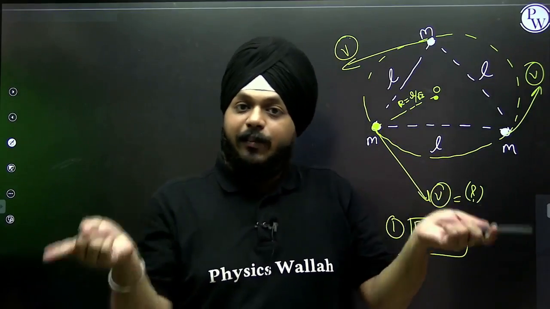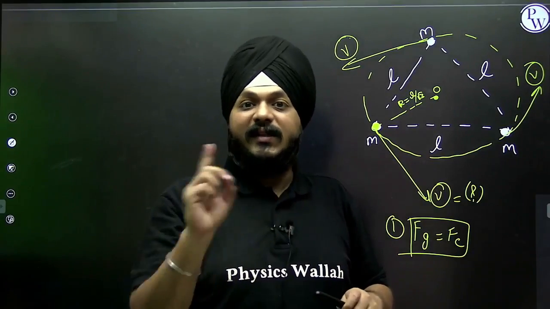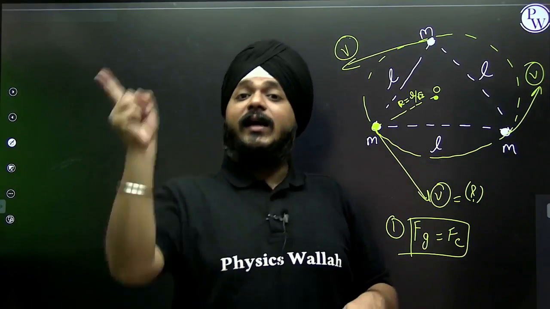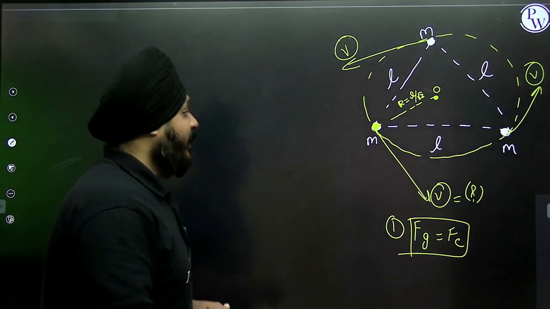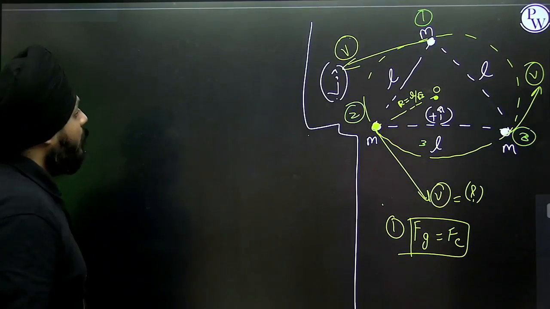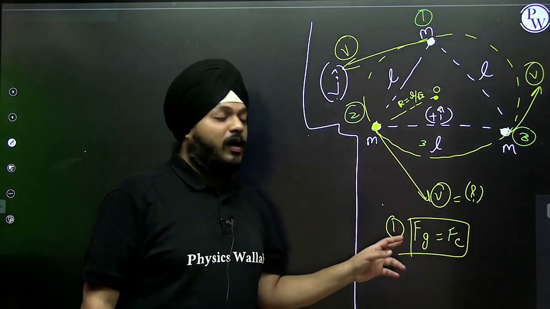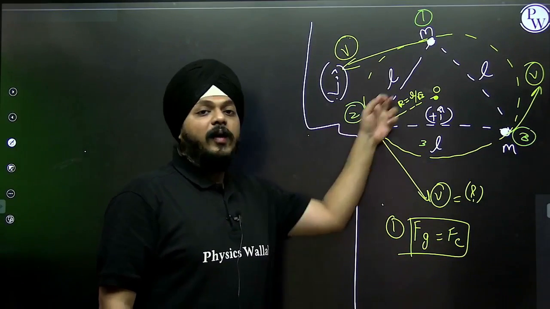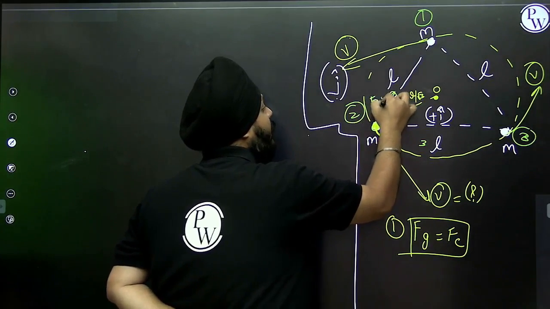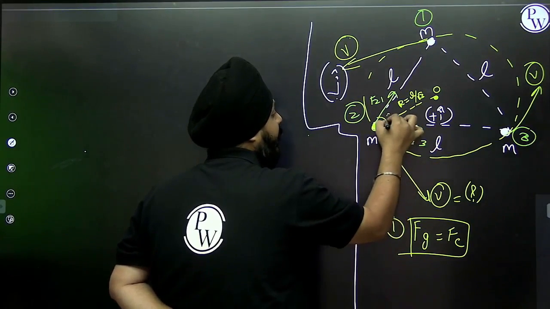For two particles, the mutual force of attraction provides the necessary centripetal acceleration. But for more than two particles, the resultant force provides it. Let's see how this resultant force works. The resultant force acting on this particle will provide the necessary centripetal force. So, this is the force acting on 2 because of 1. This is the force acting on 2 because of 3. The angle between them is 60 degrees.